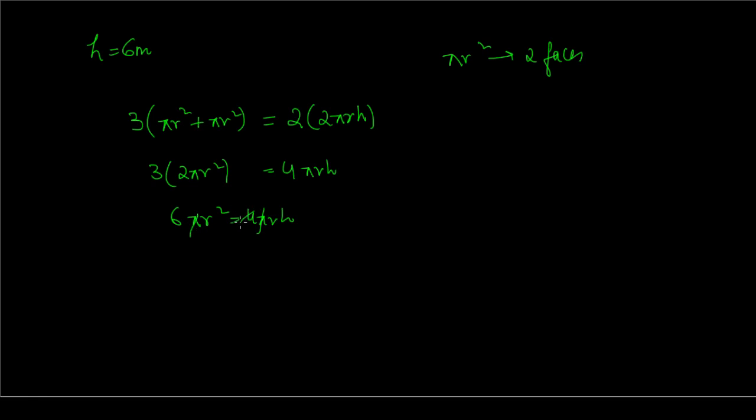Now pi cancels. This goes 2 times. This goes 3 times. And r goes once. So you get 3r is equal to 2h. Now the h value has been given to you, 6. So 3r is equal to 2 into 6.